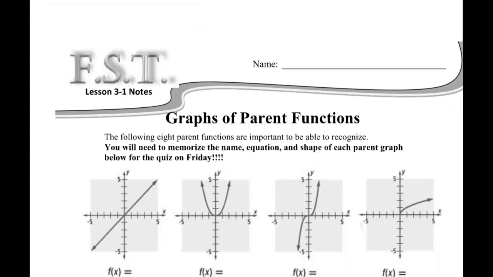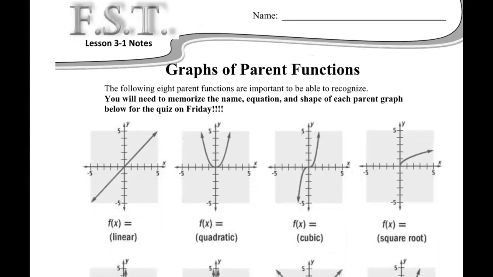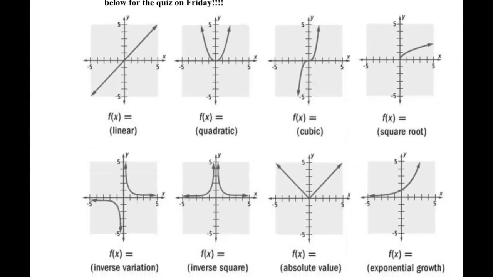So this is graphs of parent functions, and there's 8 parent functions, and it's important to be able to know what these look like, be able to recognize them, recognize the shapes, etc. You don't need to memorize them for a quiz, mostly because a memorizing quiz is kind of silly when you're at home, but it is good to memorize. So first we have linear. And parent functions really just means that they're centered around 0, 0. That's what makes it a parent function.